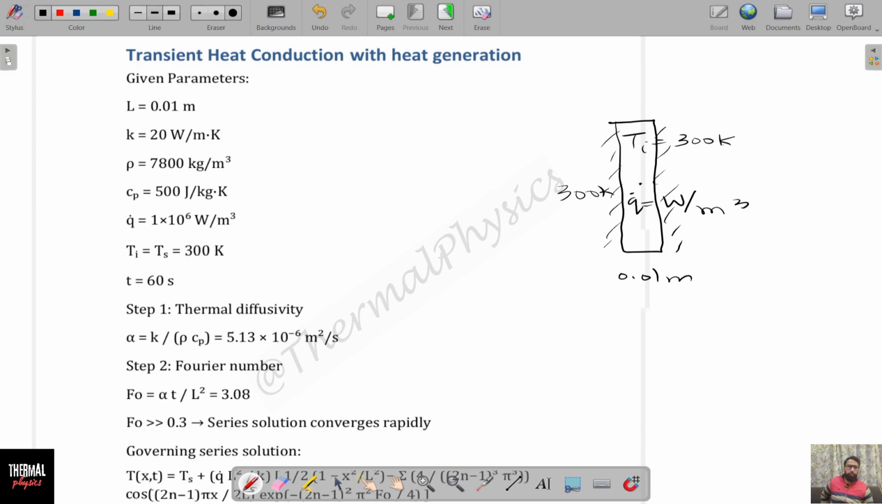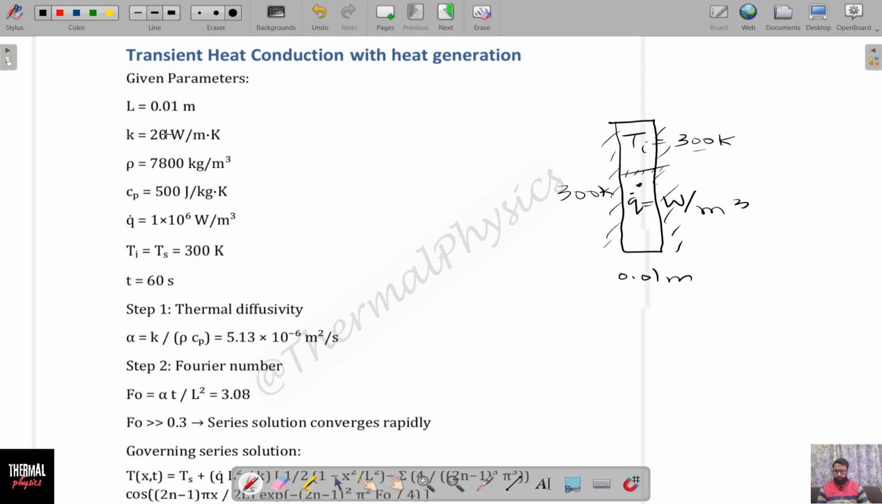We are keeping the effect of the temperature of the surfaces on the temperature distribution negligible, or we are not introducing the effect of these surface temperatures. We are only going to focus on the heat being generated by the domain and what will be the temperature distribution due to that heat generation. That's why we're going to keep the initial and the surface temperature the same.